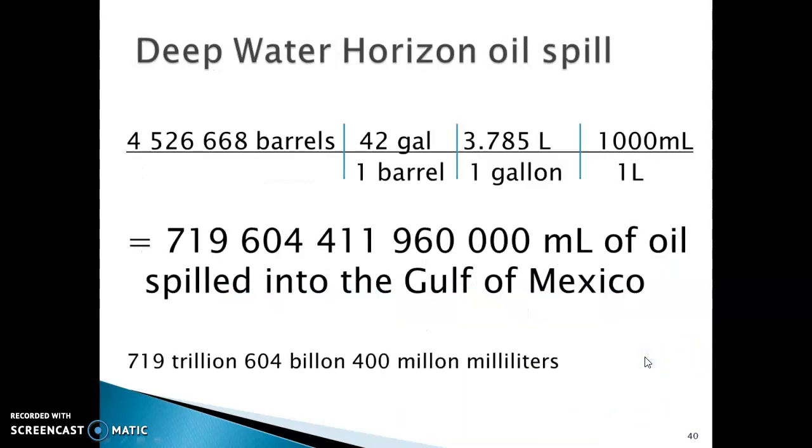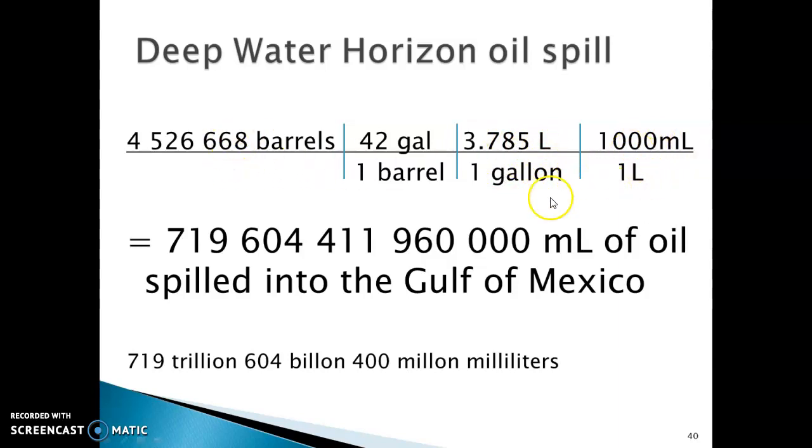All right, so here's another one. The Deepwater Horizon oil spill down in the Gulf of Mexico. That was another one that released a lot of barrels of oil, and you're like, oh, I wonder how many milliliters that is. Well, for a barrel of oil, there are 42 gallons in one barrel, and there's 3.785 liters in 1 gallon. And there's 1,000 milliliters in 1 liter.